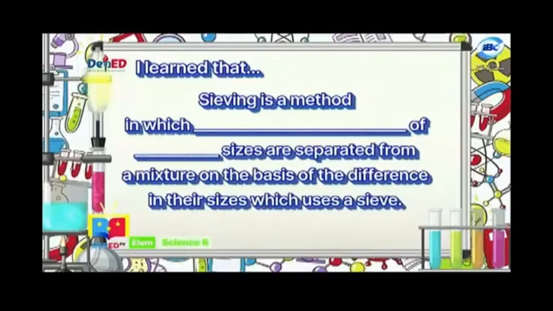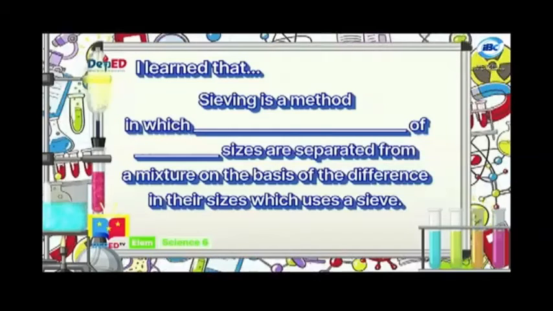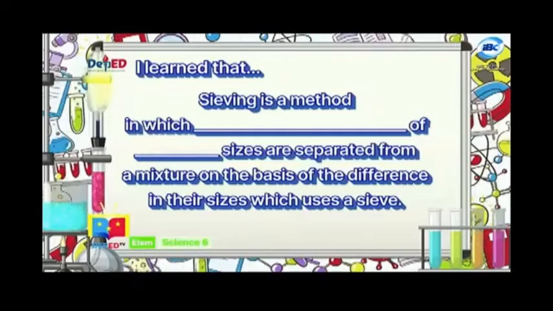Sieving is a method in which blank sizes are separated from a mixture on the basis of the difference in their sizes, which uses a sieve.